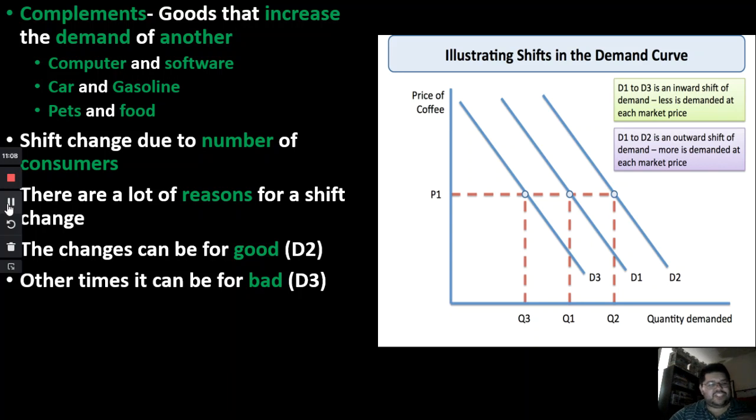So again, shifts do change due to a number of consumers, whether it's more, which goes to the right, or if it's less, it goes to the left. And why do people choose to buy more or buy less of something? There's so many different reasons, guys. There's like 1,000,001 variations.